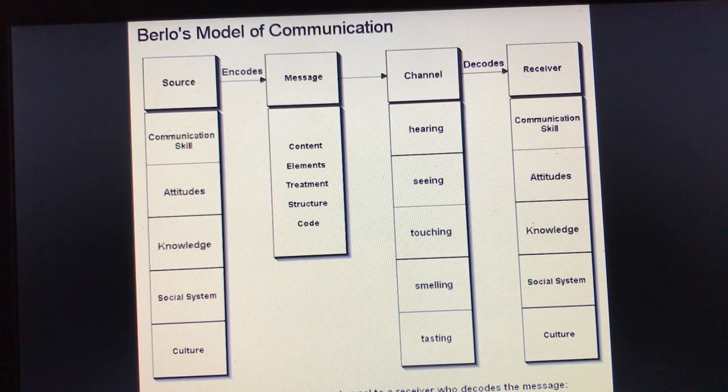The first one is content, second one is elements, third one is treatment, fourth one is structure, fifth one is code. Now let's see each one of them, what roles they have to play when we talk about the framework of message creation. So content is everything that goes into the formation of the message. When we consume material, we consume it in the form of content. Every mass communication material that you consume on an everyday basis is a part of the content creation.